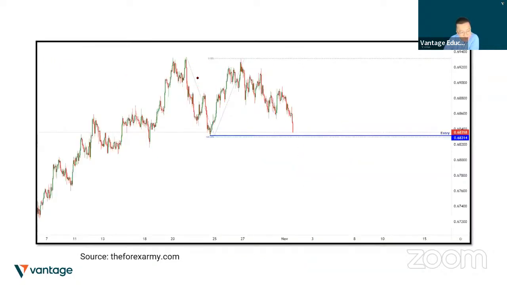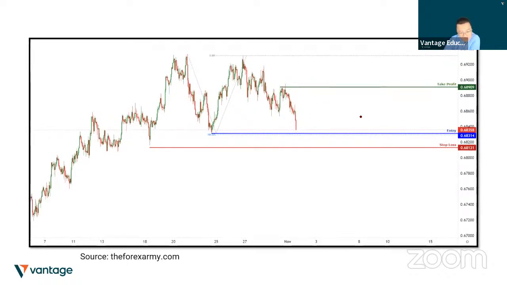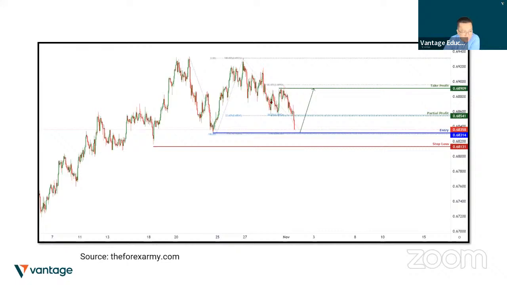Right, so we're looking for this to come down, bounce, and then turn. So at this point here, we're possibly looking for an entry level. We're expecting price to come down, hit this level, and bounce towards the take profit on the upside. What happens there is that, as we draw that, you see that there are interim levels at this point, right?